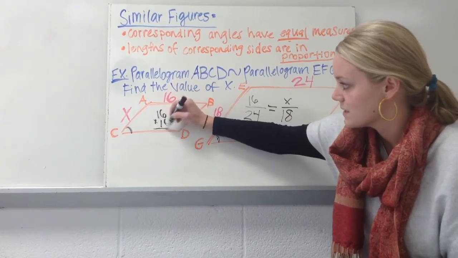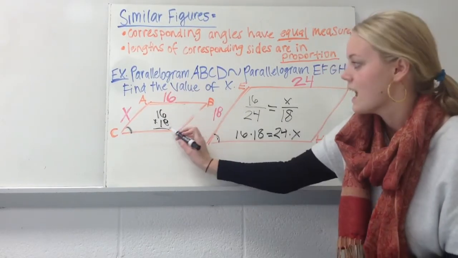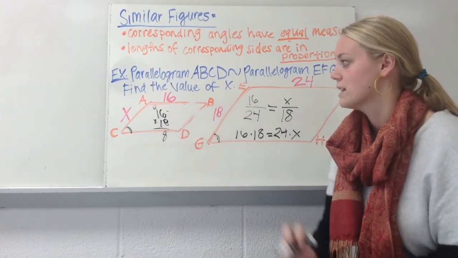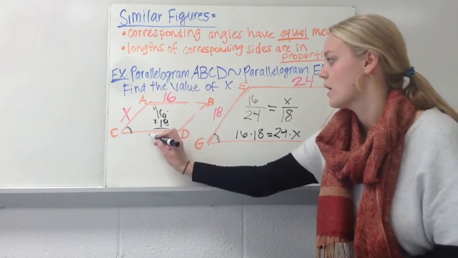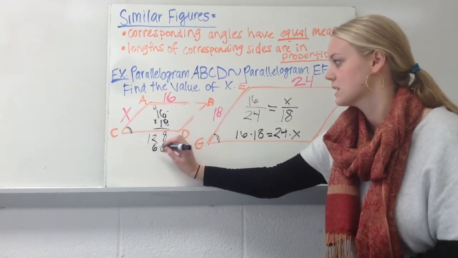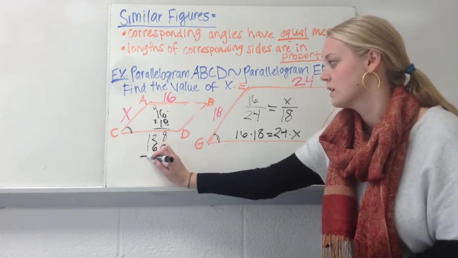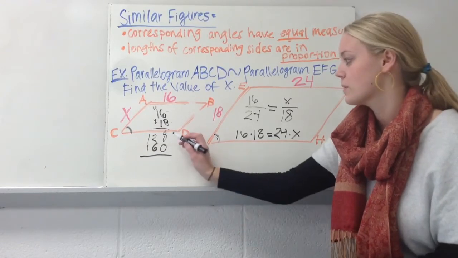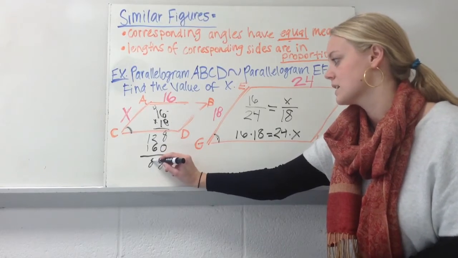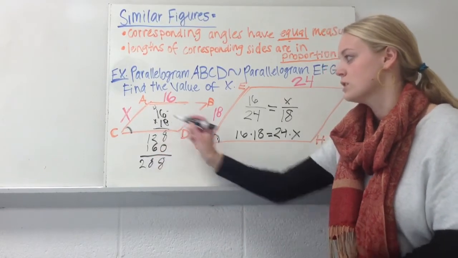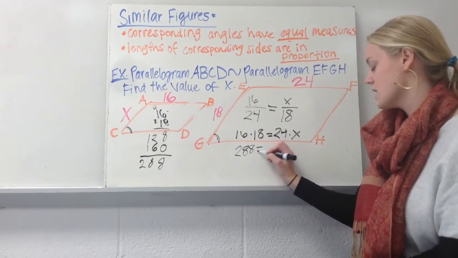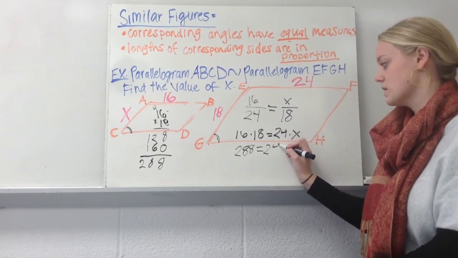16 times 18. 8 times 6 is 48. 8 times 1 is 8, plus 4 is 12. We have to put a 0 placeholder. 1 times 6 is 6, and 1 times 1 is 1. Now we have to add these two numbers up. 8 plus 0 is 8. 2 plus 6 is 8, and 1 plus 1 is 2. So 16 times 18 is 288. I'm going to go ahead and write that. Equals 24 times x, which is just 24x.